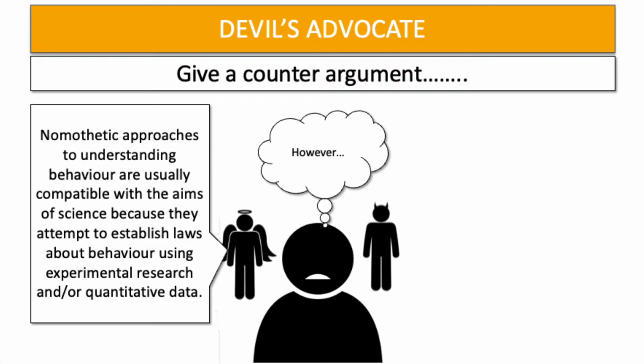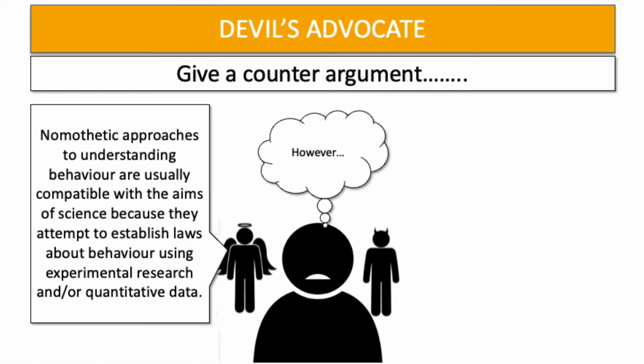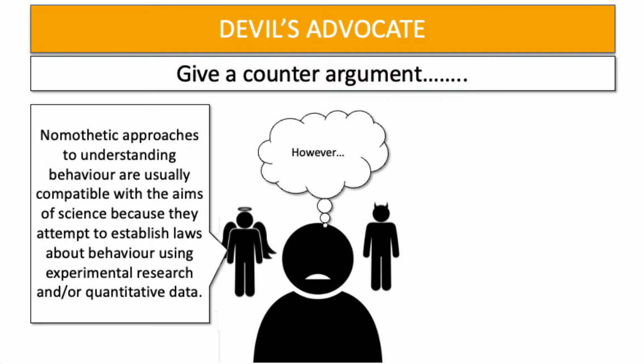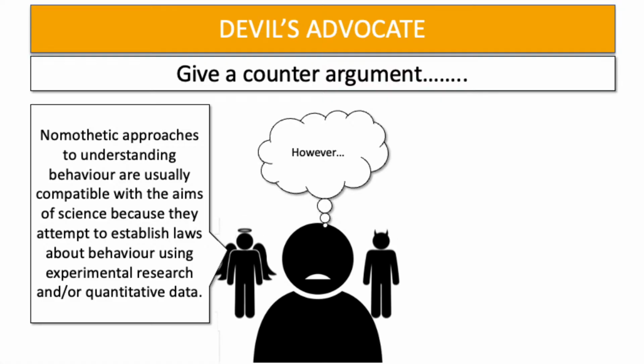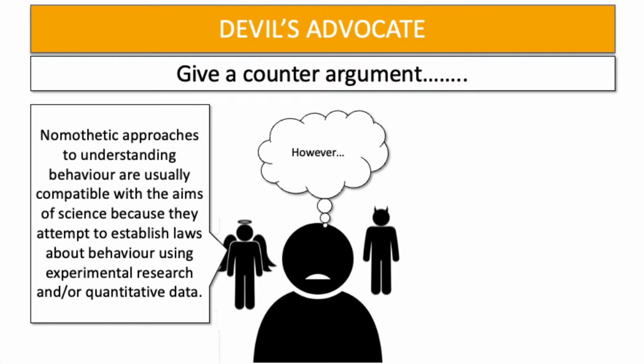Nomothetic approaches to understanding behaviour are usually compatible with the aims of science because they attempt to establish laws about behaviour using experimental research and or quantitative data. Then you have your however, and how are you going to flip that over? What would you say in response to that?